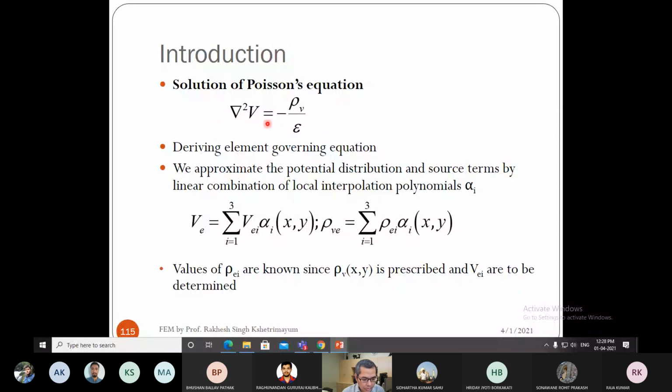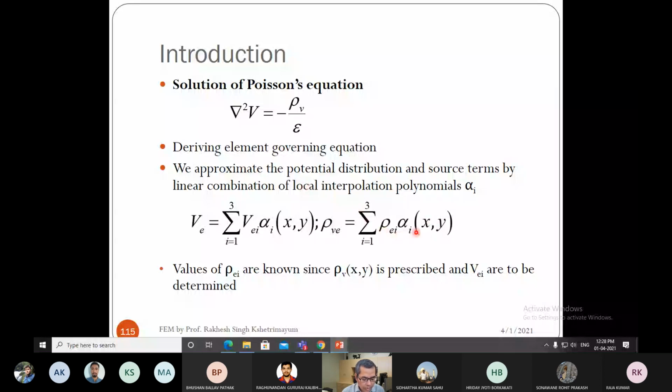Laplacian of potential is equal to rho B. We want to derive the element governing equation. In the Laplace equation, we were just interested in finding B^e equal to summation i going from 1 to 3 B^e_i alpha_i. That was the first example we considered, the two element mesh. But here in the right hand side we also have rho B. So the right hand side is no longer 0 here. So the right hand side also will be discretized like this. Rho B is equal to summation i going from 1 to 3 rho^e_i alpha_i. This is the only difference.